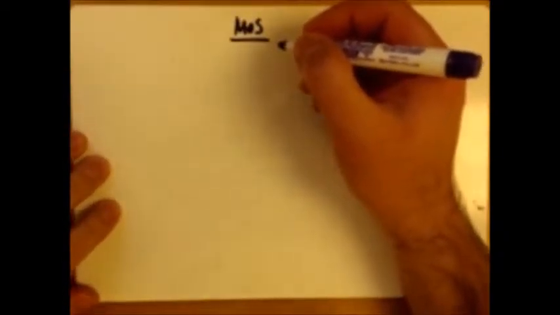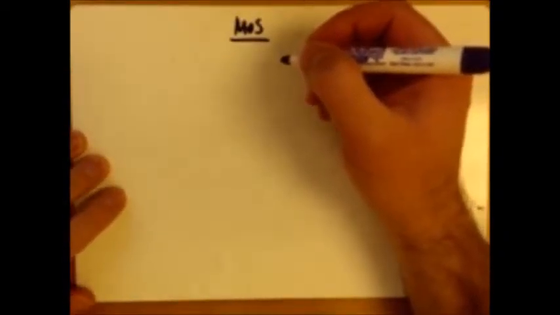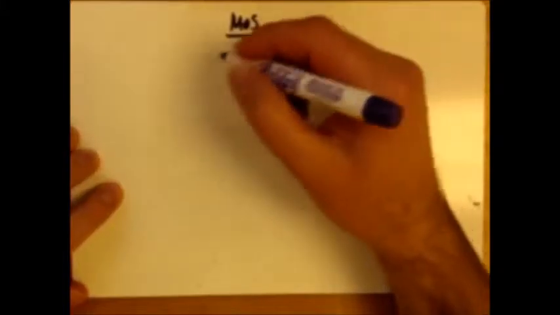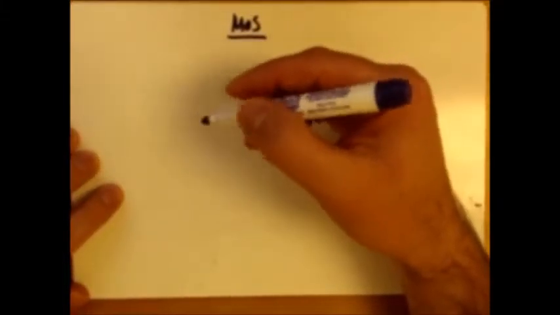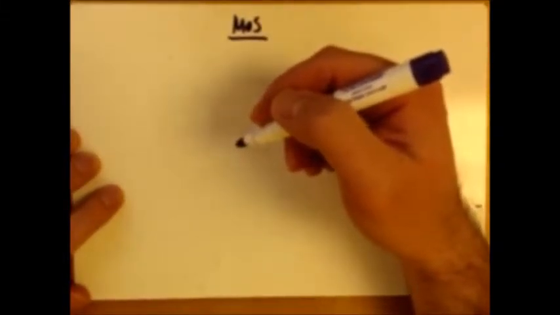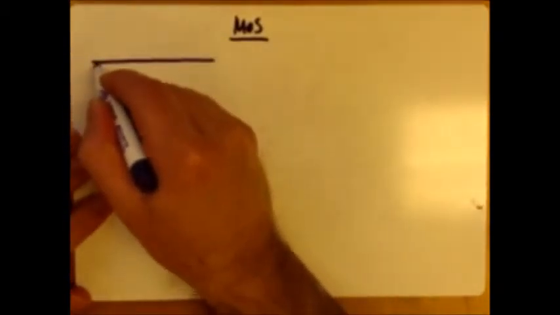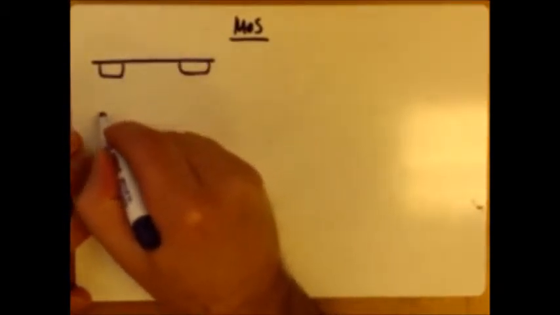Okay, now we're going to talk about the MOS, metal oxide semiconductor transistors. First, the behavior and the current equations. So the MOS transistor looks like this.